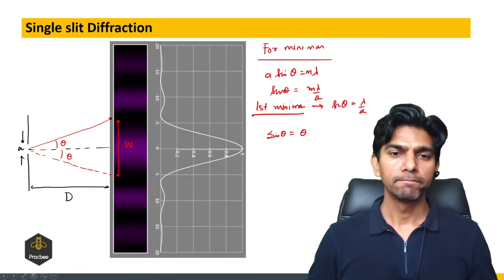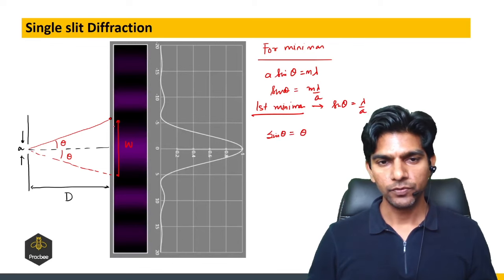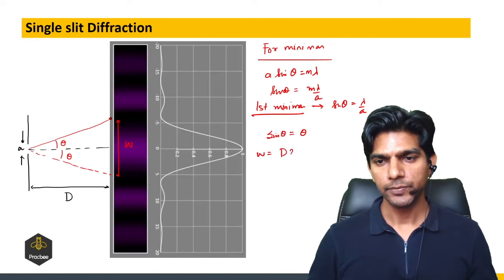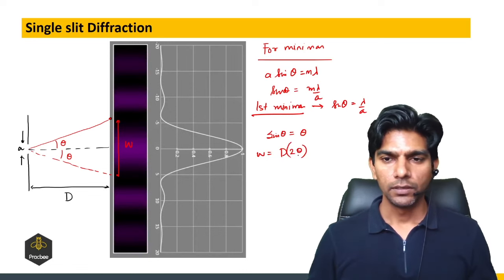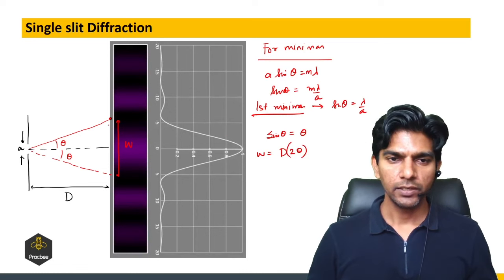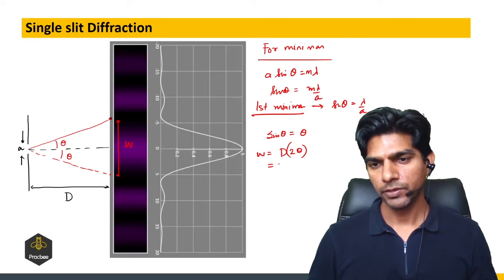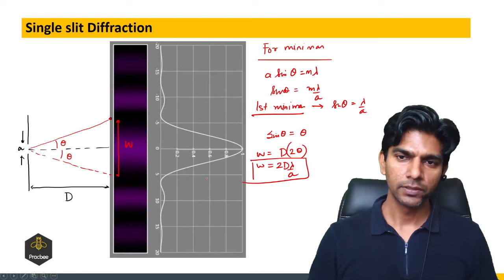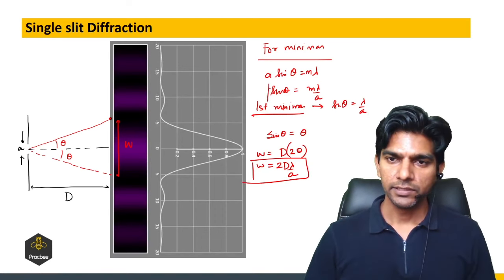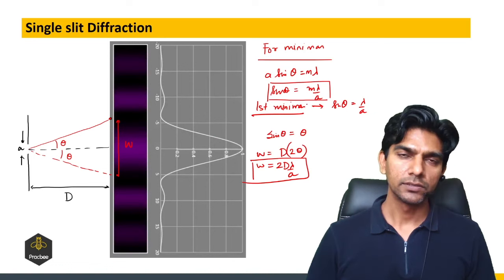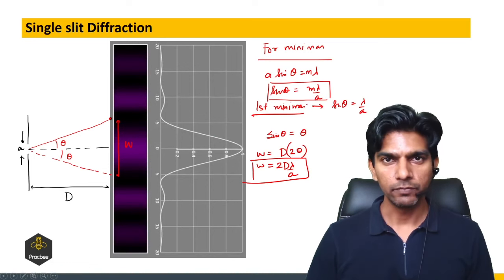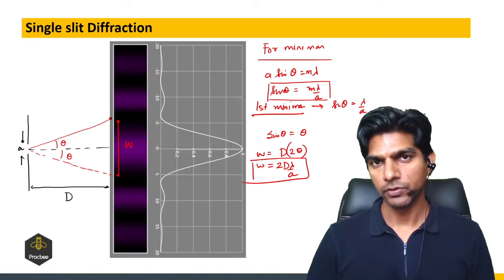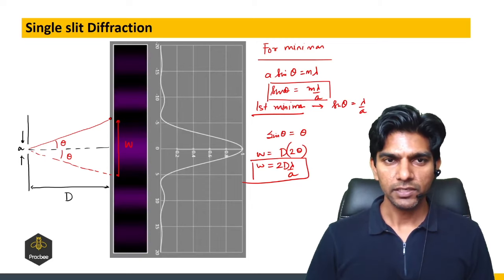If theta is small, we can write sine theta is nearly theta, right? And if you want to find the width, then the width will be given as D times 2 theta. Now theta will be lambda by a for the first minima. So it will be 2D lambda by a. That is the width of the central maxima. And this is the condition for minima. For first minima, m will be 1. For second minima, m will be 2, so on and so forth. Right, so now let us see some important questions.